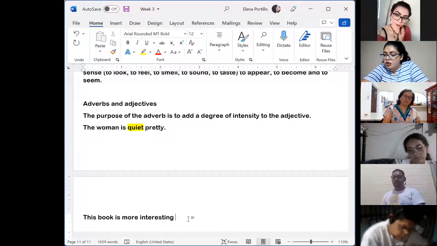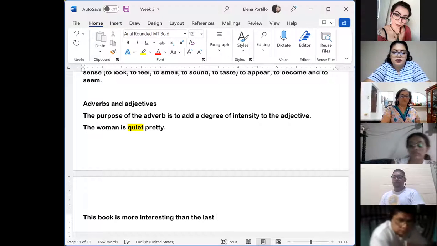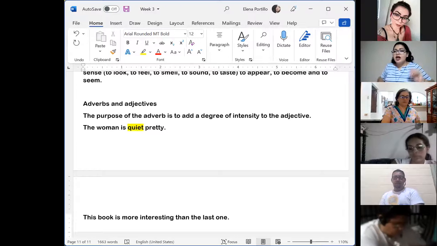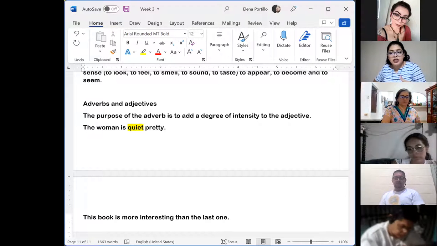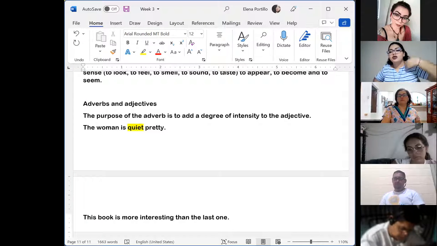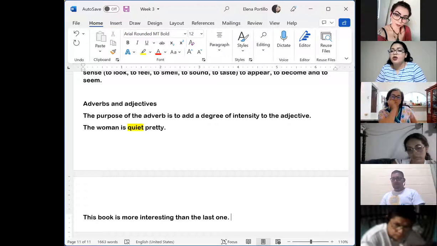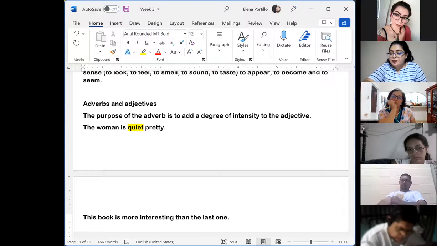Then we have this book is more interesting than the last one. So in this case, I found a book that is interesting, but this one is more. I can add some degrees to the book. Es más interesante que el último. Aquel fue interesante, pero este es más. I am adding a degree.